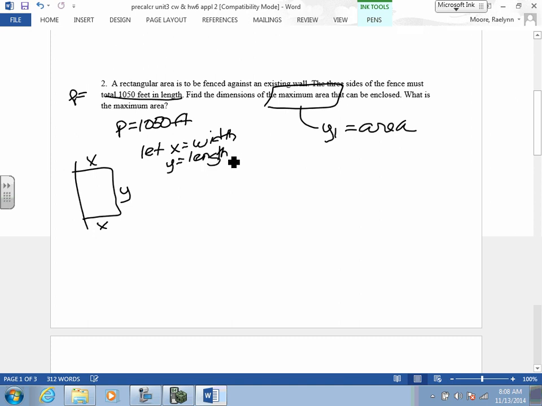And it doesn't matter which one you label X or Y, your dimensions will come out the exact same. Just reverse. So how do I set my perimeter up for this? Good. And how do I set my area up? Your rectangle area is always the same, length times width. So we're going to substitute out the y in our y1 equation because we only can use it in terms of x. So we're going to come down here and subtract 2x from both sides, and we're going to substitute it in here.